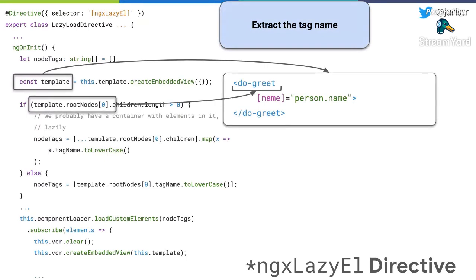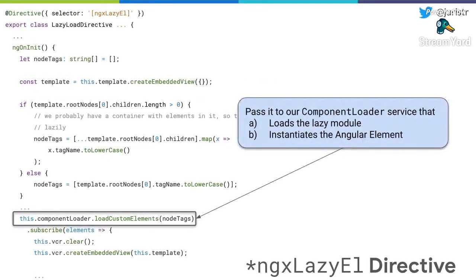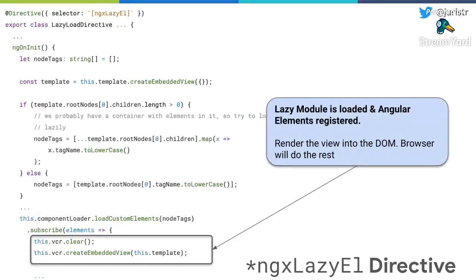And so once I have that, I can delegate everything to my component loader, lazy load service, whatever I want to call it. And inside there, it will instantiate my module, lazy load it, and we will see that in a second, and have it registered as an Angular element. And then once I have done that, I can render the template into the DOM. At this point, the browser already knows what that tag stands for because we have registered it meanwhile. And so it will instantiate the component behind the scenes and show it to the user just as you want.